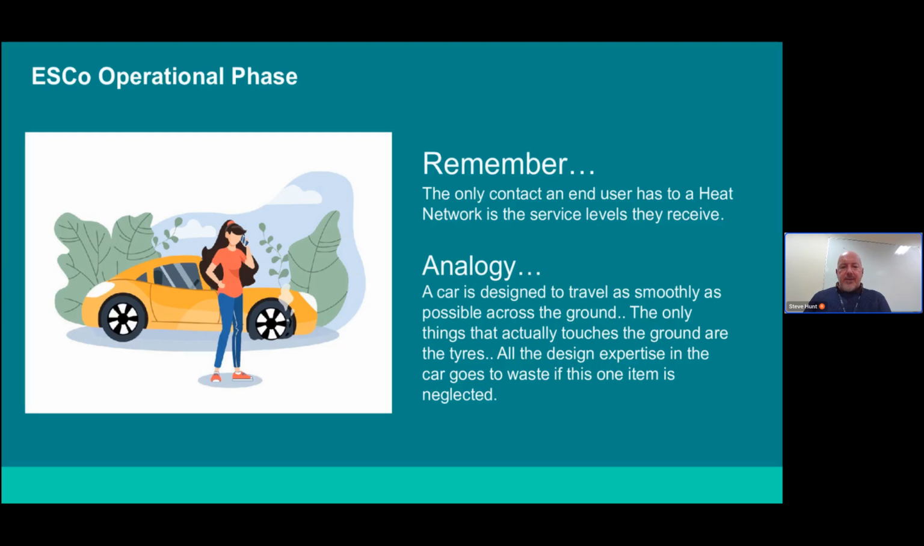A very lazy analogy, bear with me here. My dad actually a long time ago said the best thing you can do is have great tires on a car, because essentially that's the only thing that's touching the ground. So all the design of the car is absolutely no use whatsoever if the tires are not performing, if it's sliding everywhere. The only thing that actually connects the technology to the actual area that it's working in are the tires. So making sure that the tires are right is absolutely important.